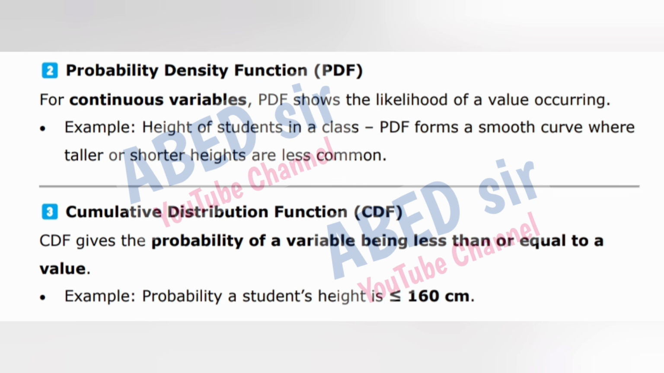Probability density function, PDF. For continuous variables, PDF shows the likelihood of a value occurring. Example, height of students in a class. The PDF forms a smooth curve where taller or shorter heights are less common. Cumulative distribution function, CDF. CDF gives the probability of a variable being less than or equal to a value. Example: probability a student's height is less than or equal to 160 centimeters.